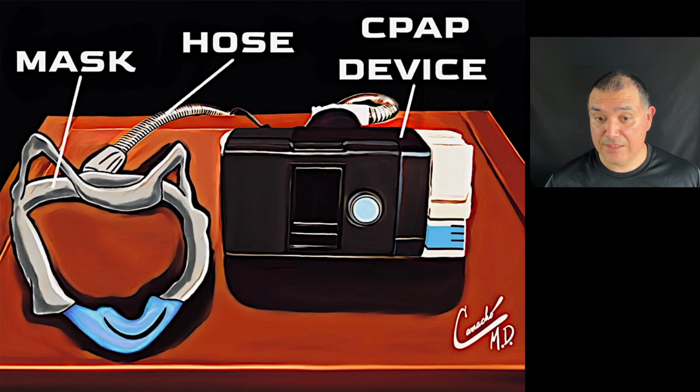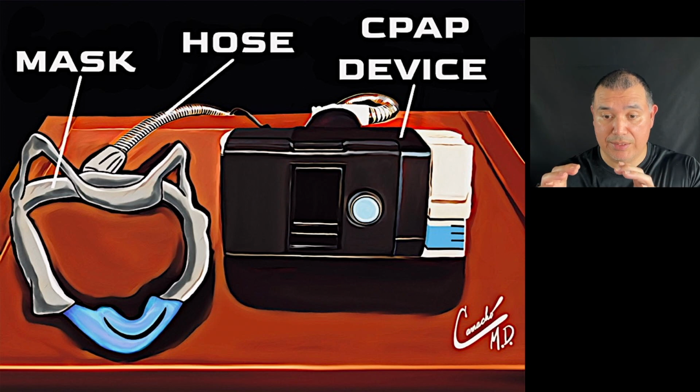This is a classic CPAP machine. Basically, you have a compressor, which here is shown in black. Right next to it, there's a humidifier. And then you have a hose that goes to the mask that then blows air into the face.